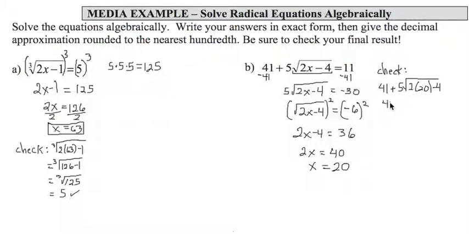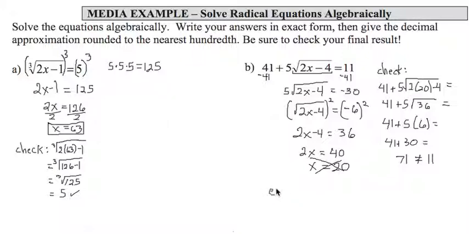So I get 41, and that equals, plus 5 times the square root. 2 times 20 is 40 minus 4, that's 36. So I get 41 plus 5 times the square root of 36, which is 6. I get 41 plus 30, and that is 71, which is not equal to 11 as we were given in our initial statement, meaning that x equals 20 is not a solution.